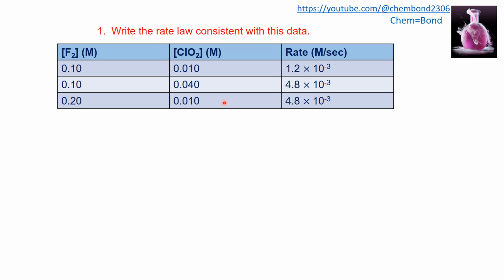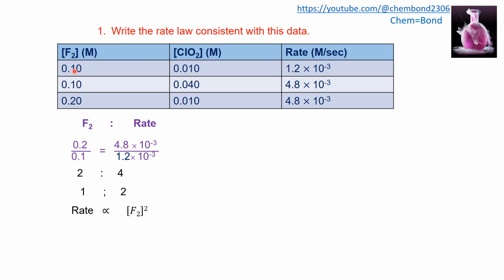The data is given in the table. So first we will find the rate of reaction with respect to fluorine and the rate of reaction with respect to chlorine dioxide, and by combining these values, we will get the rate law. So first we will find these separate values. Fluorine: how is the rate of reaction changing with the fluorine? Looking at this data, this is 0.1, this is 0.1, and this is 0.2.